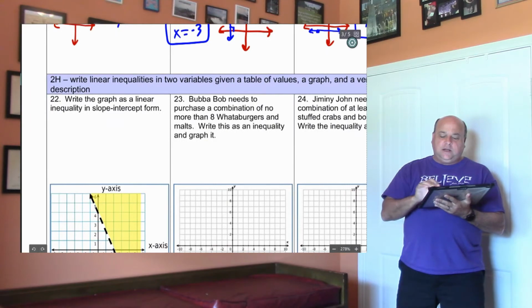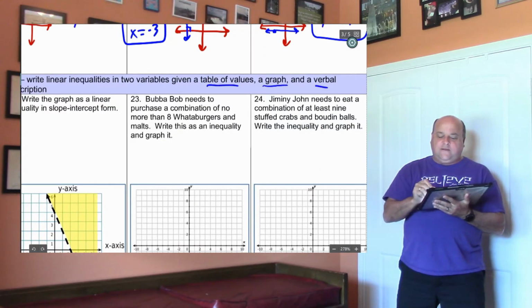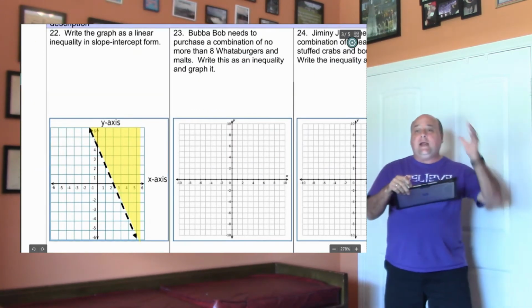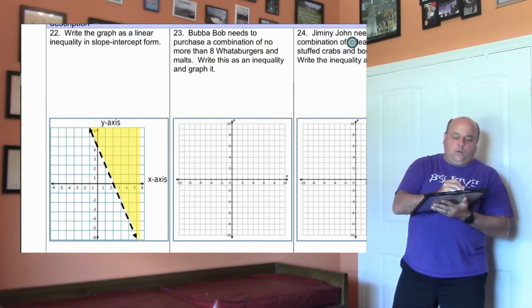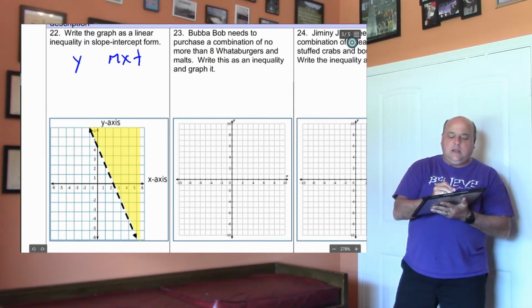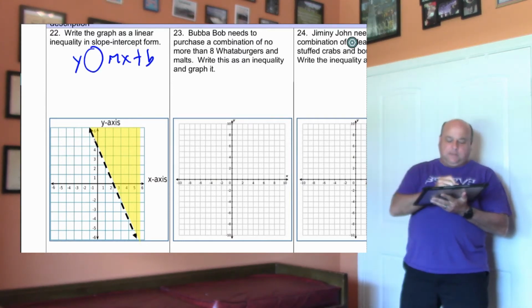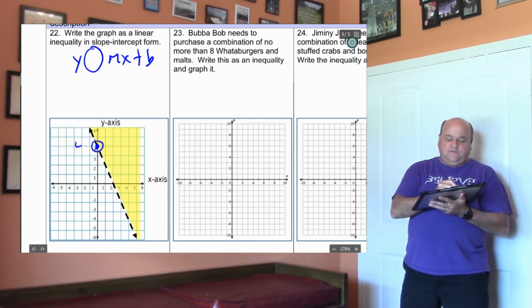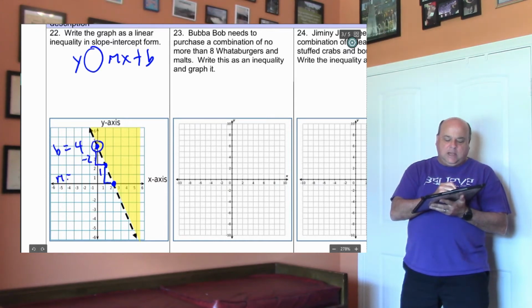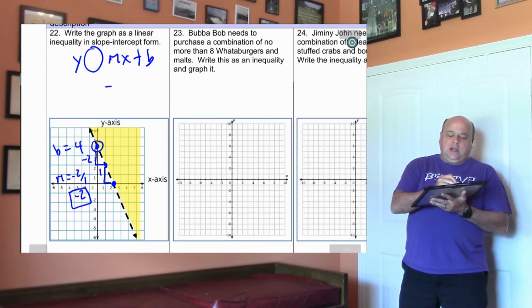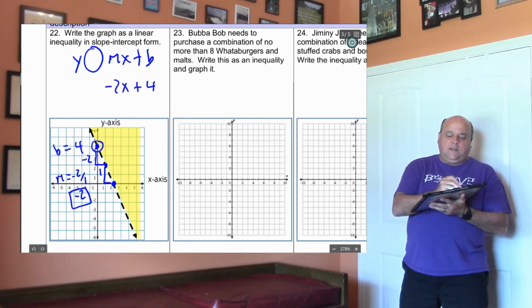Okay, write linear inequalities in two variables given a table of values, a graph, or a verbal description. On this one we have the graph. We're going to write a y and then an mx plus b and then put some kind of inequality here. I need my slope and my y-intercept. Right here is 4, that's my b. Now get the slope. It goes through right here and right here, so I'm going down and over. I'm going down 2 and over 1, so my m is -2 over 1 or -2. So I'm going to write my equation, -2x plus 4, and then put my y.